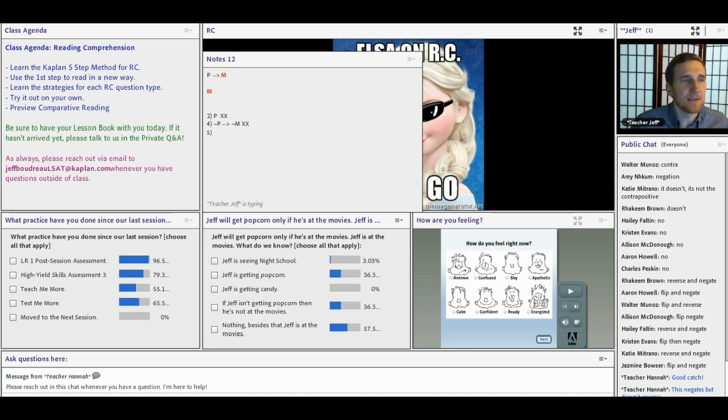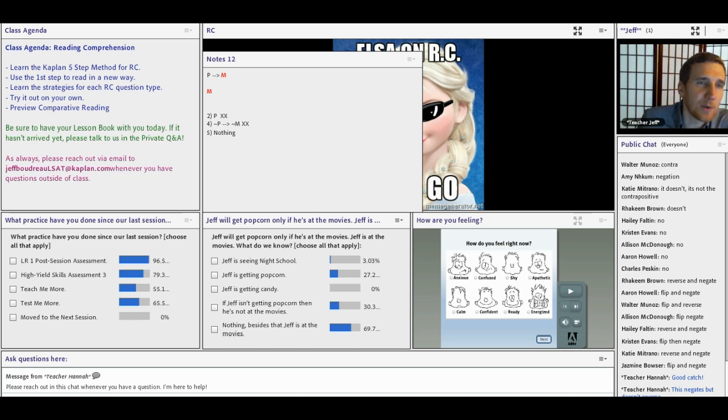And I know this last answer can seem weird when it says nothing, right? But the truth is, a necessary term doesn't give us any additional information. This is the right answer. All we know is Jeff is at the movies. That's it. We don't know anything for sure about popcorn or about the movie, because of course the exact movie is outside the scope. We didn't mention that before.